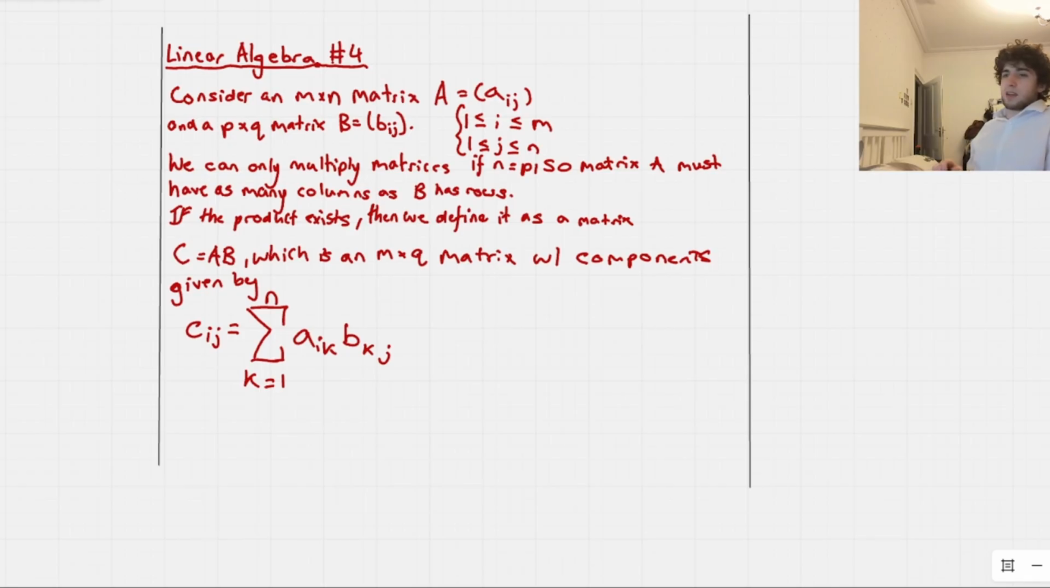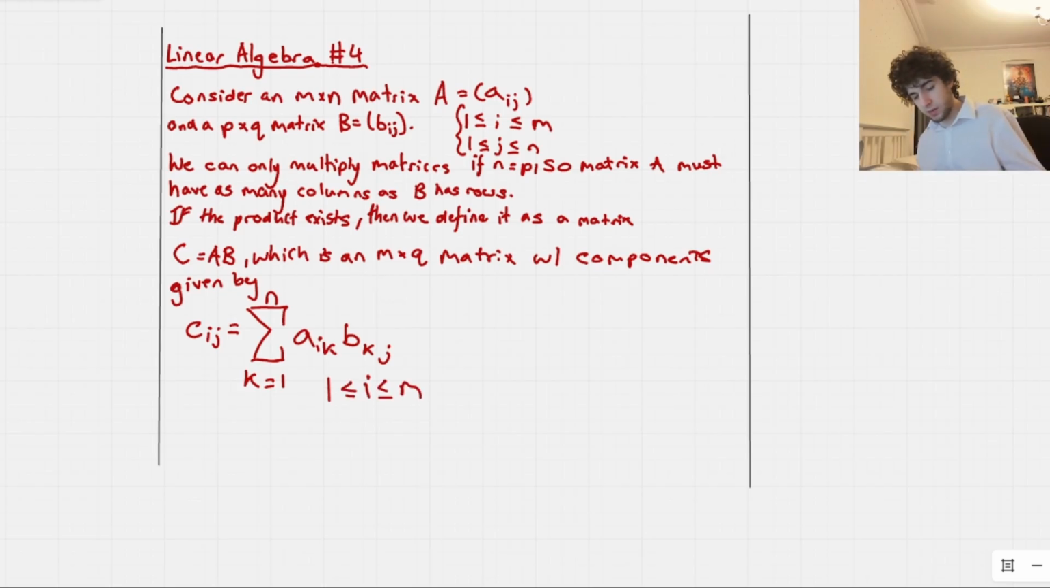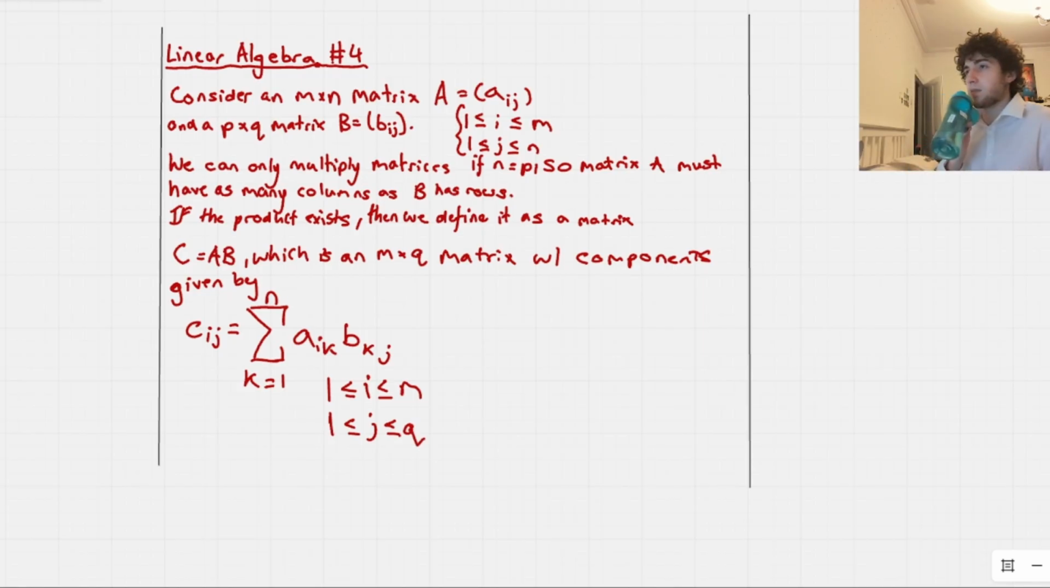But you do have to get familiar at this stage in your mathematical career with the sigma symbol, the summation symbol. If you don't like it, you're going to have to put up with it, because I have a feeling that it will show up a lot more. Okay, and obviously we also still have that 1 is less than or equal to i is less than or equal to m, and 1 is less than or equal to j is less than or equal to q, sorry, because it's an m by q. So don't write n again there, because it's not an m by n this time. It's an m by q.